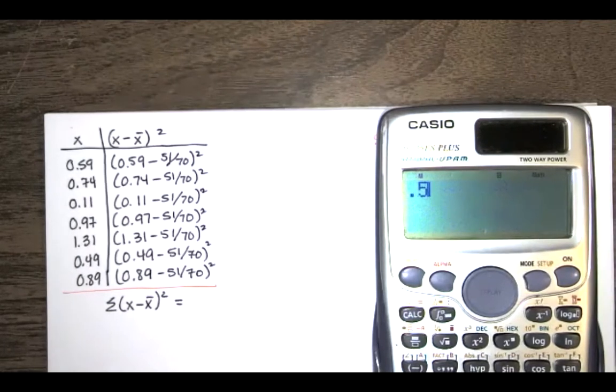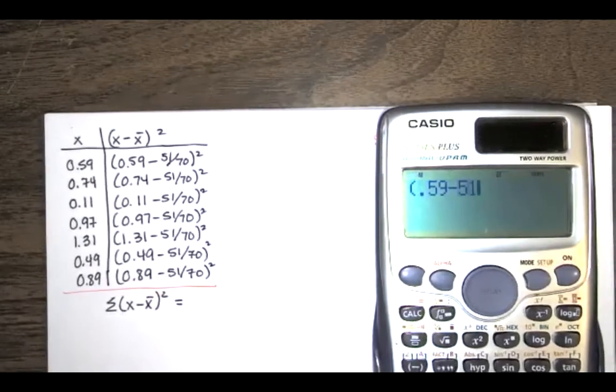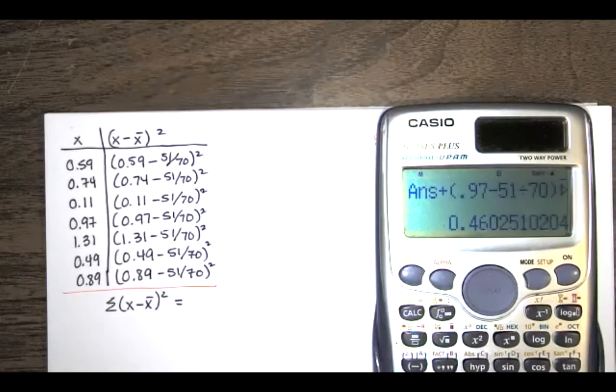Let's try again. 0.59 minus 51 over 70. Sorry about this. It's taking a little longer than expected. Plus 0.74 minus 51 over 70. Square it. Plus 0.11 minus 51 over 70. Plus 0.97 minus 51 over 70. And I'm squaring each of these as I go.